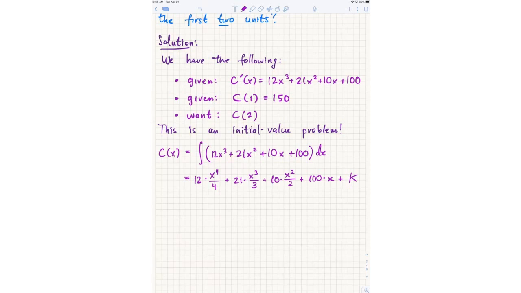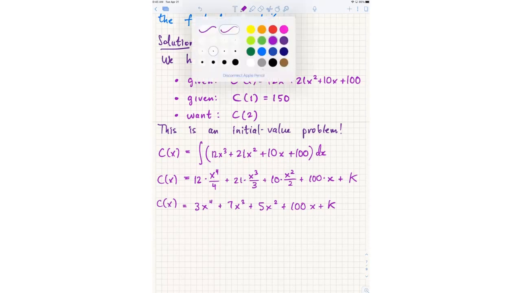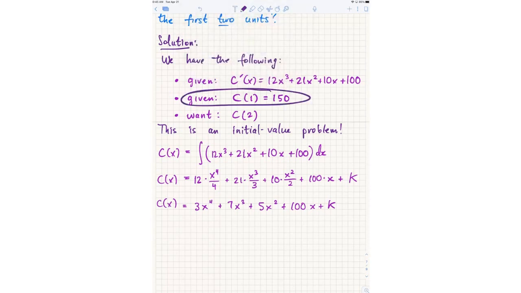Okay, and simplifying this just a little bit, this gives us 3x to the 4 plus 7x cubed plus 5x squared plus 100x plus K. So that is our cost function. But the thing is, I don't know what the K is, right? So now let's actually find out what k is by using the second piece of information.